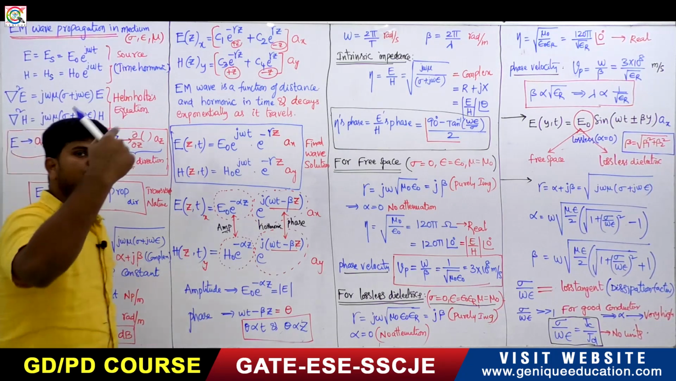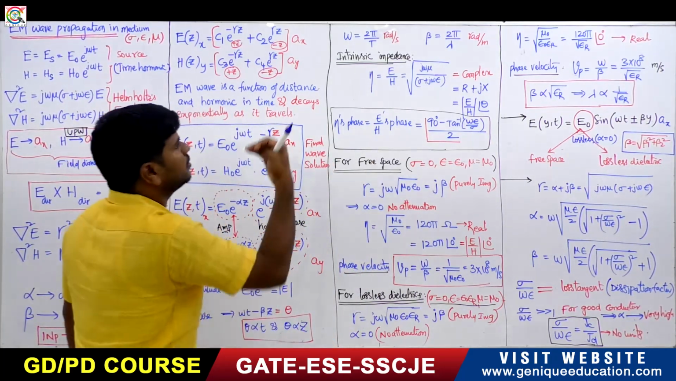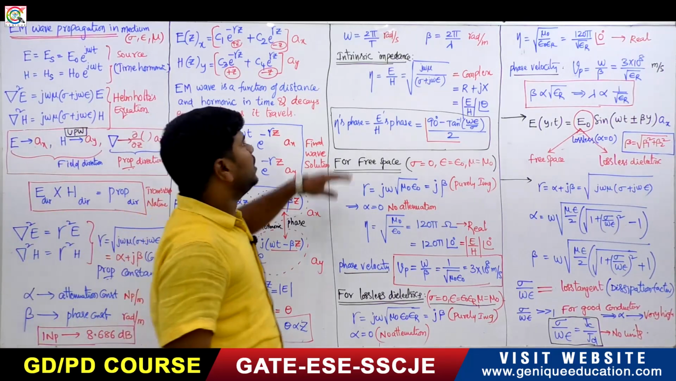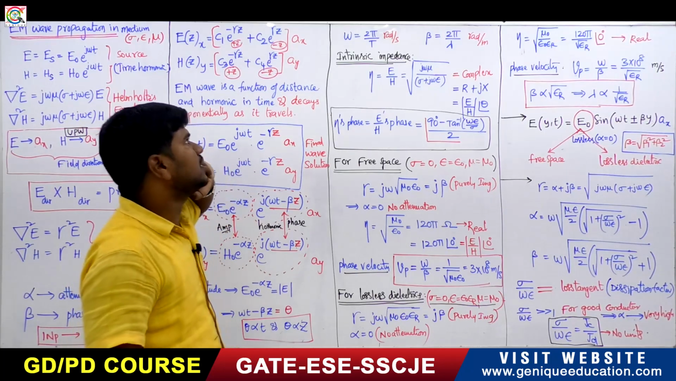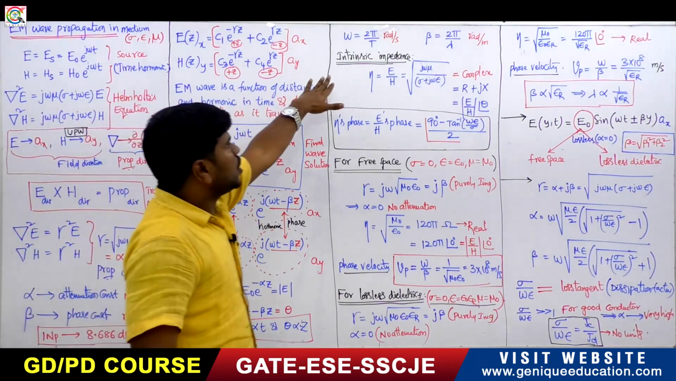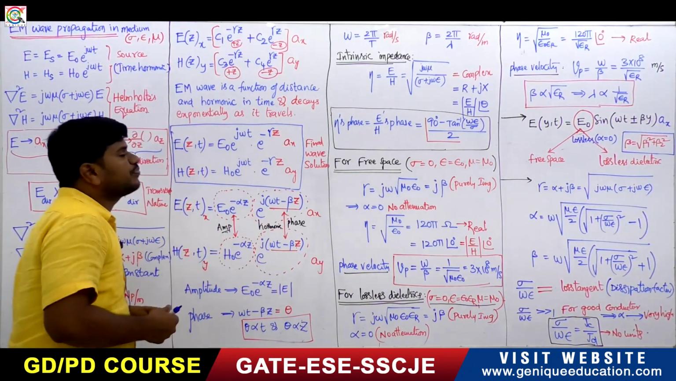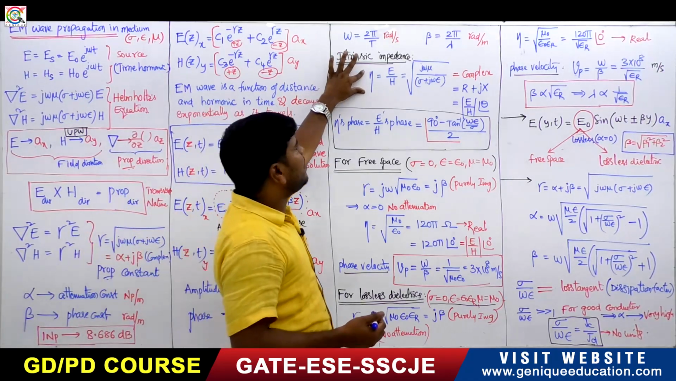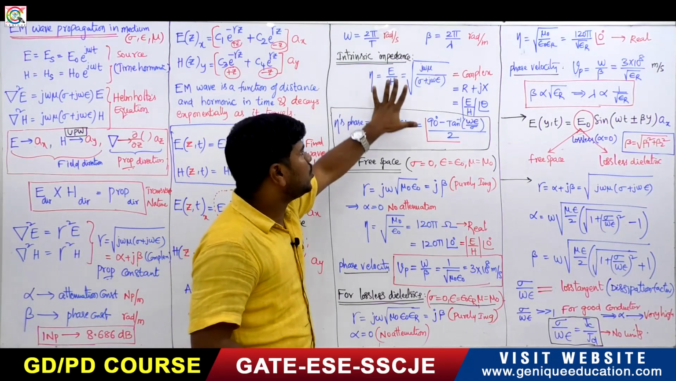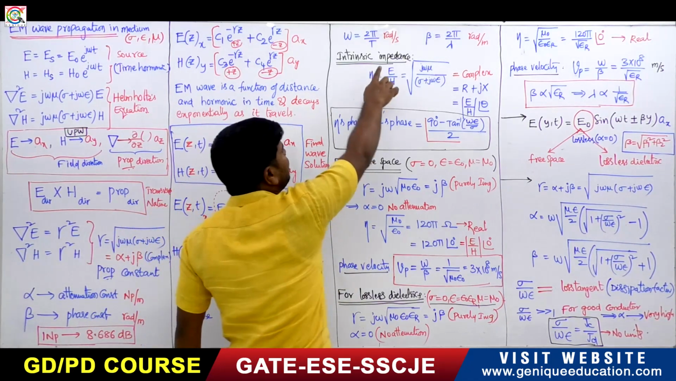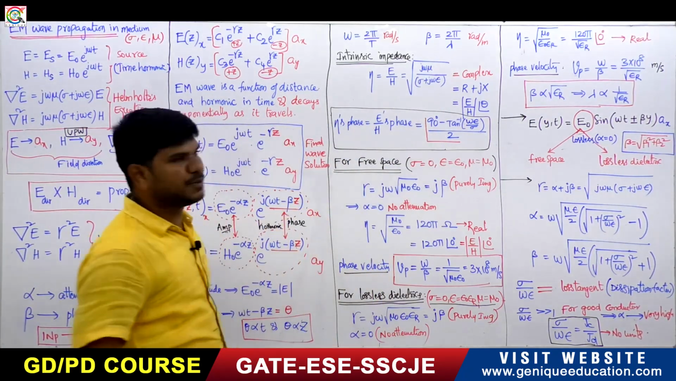And there is one more parameter which is dependent on the medium. That is called the intrinsic impedance. This is also called the wave impedance. The wave impedance is represented with eta. Eta is equal to E by H. So this will be equal to j omega mu divided by sigma plus j omega epsilon.